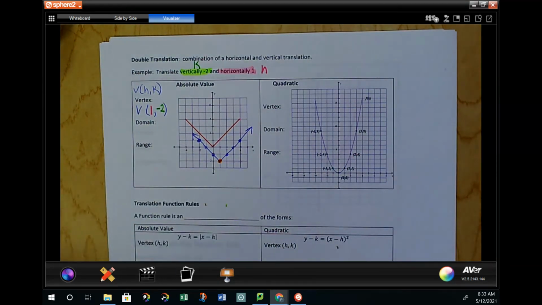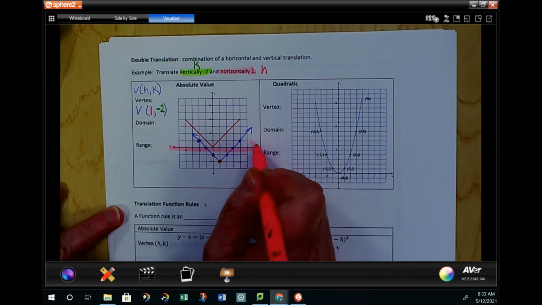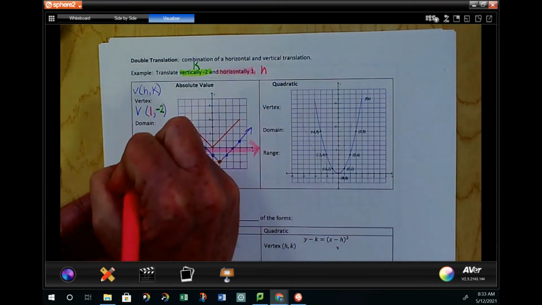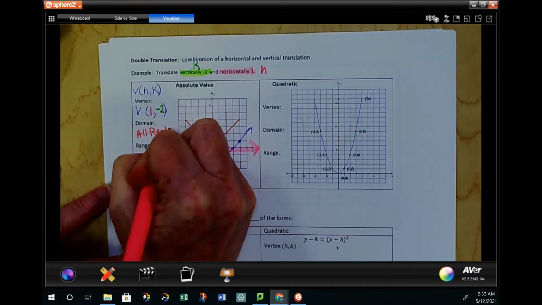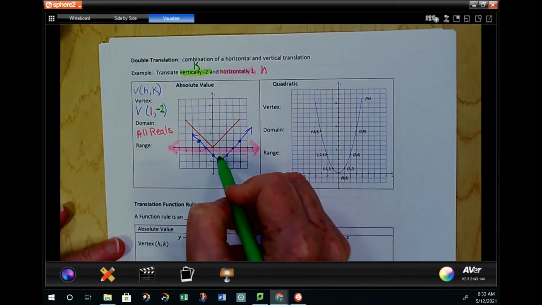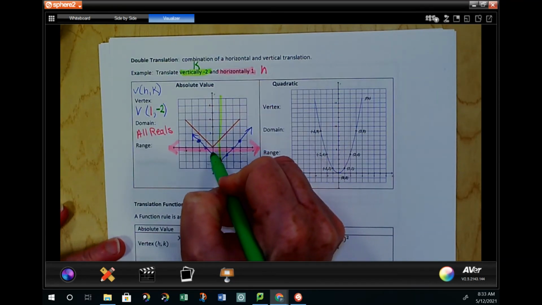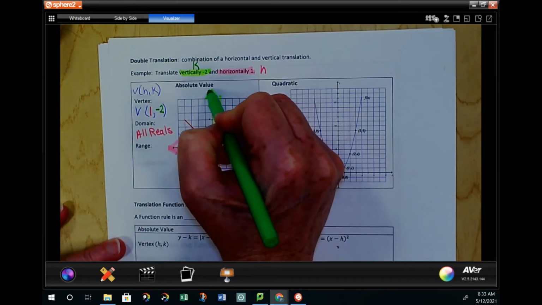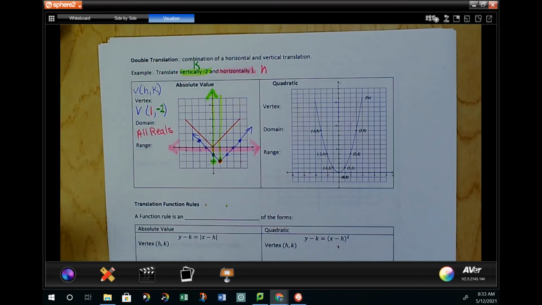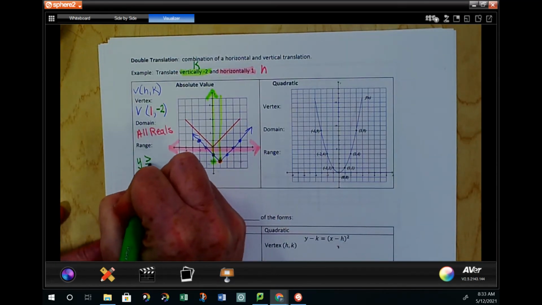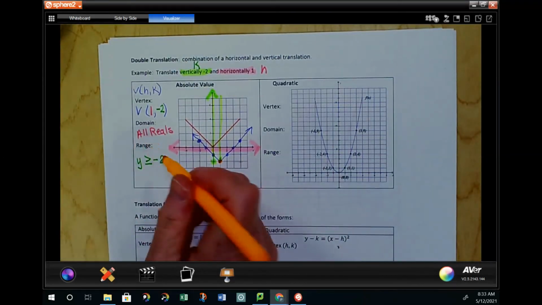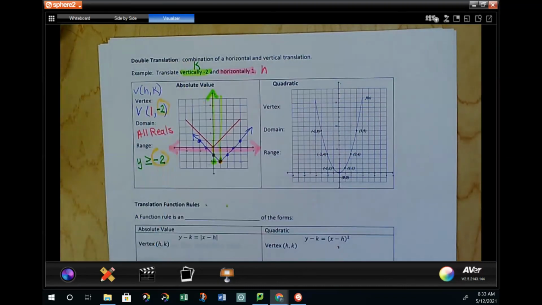So that domain here hasn't changed. It's still going out, and we have these arrows at the end. So that domain is still all reals. And then my vertex on this one, okay, this is as low as it goes, and then it keeps on going. So we're going to put that on the y-axis. So now that y-axis, it keeps on going up, and it stops at -2. So then my y is greater than or equal to -2. Again, not a mistake that the -2 and that -2 match up.